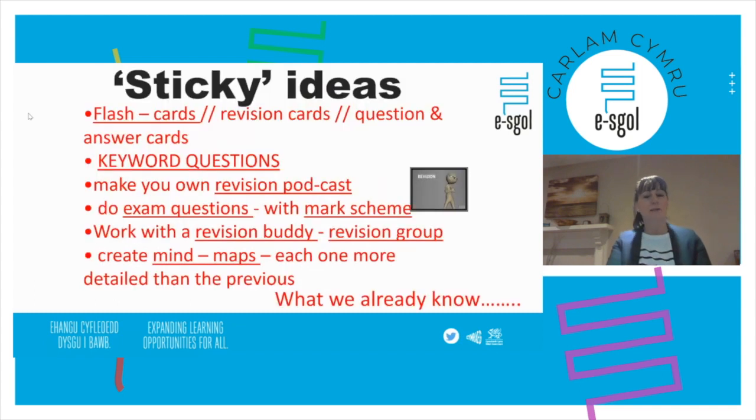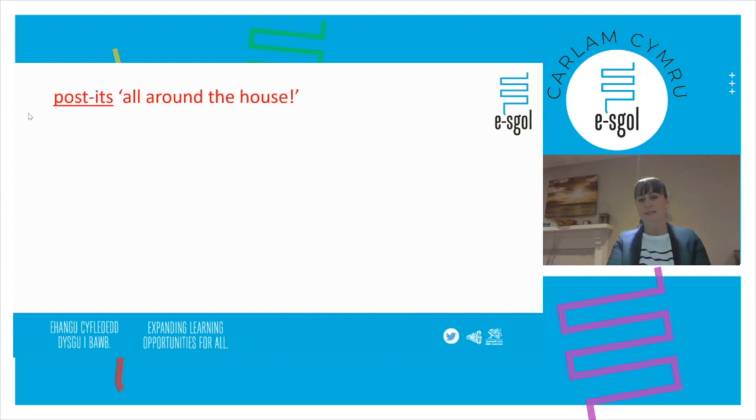So this was another thing that we looked at last session, and that was sticky ideas. So being able to use flashcards and revision cards and question and answer cards, looking at questions that contain keywords, maybe making your own revision podcast, completing exam questions, using a mark scheme to mark your work then as well, maybe working with a revision buddy or a small revision group if that helps you to revise, and creating mind maps, each one more detailed than the previous.